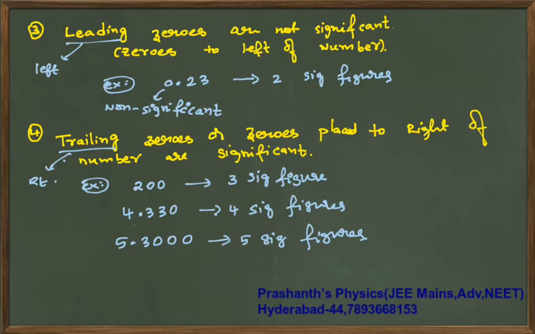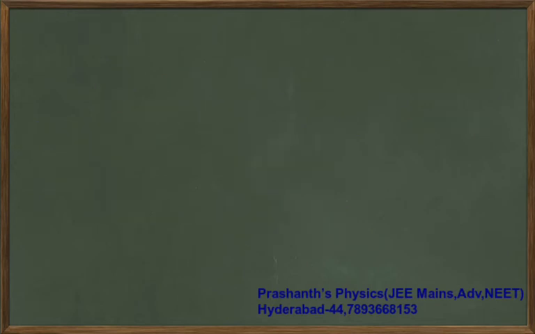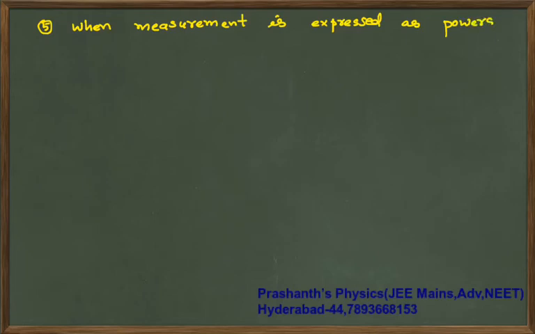Now the last rule is, when measurement is expressed as powers of 10, your number gives the significant figures. Okay, number gives significant figures.